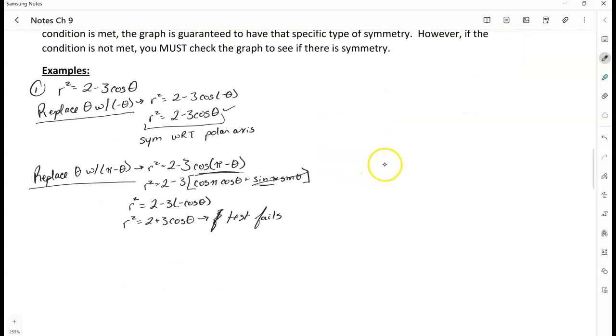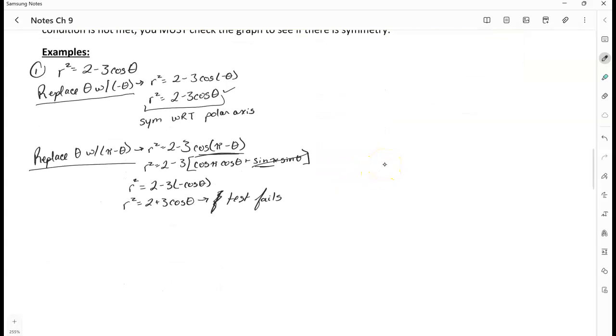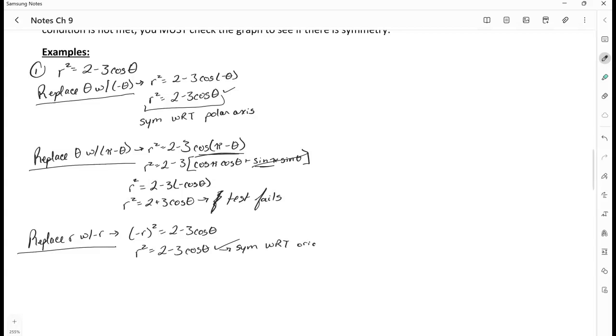So we need to check the graph to see if we have that kind of symmetry. And then the last one, we're going to replace r with negative r. So I'm going to have negative r squared equals 2 minus 3 cosine of theta. R squared equals 2 minus 3 cosine of theta, and that is the same thing that we started with. Anytime I take a negative value and I square it, I'm always going to get a positive. So we say that we do have symmetry with respect to the origin.